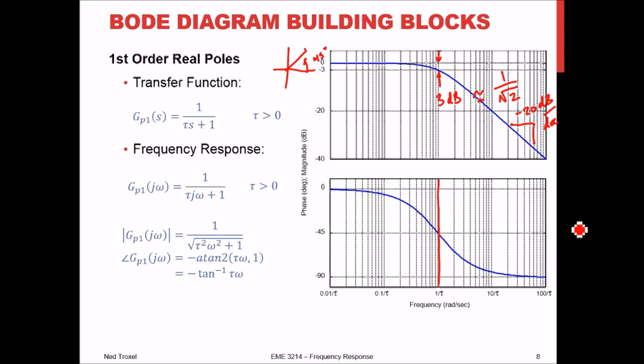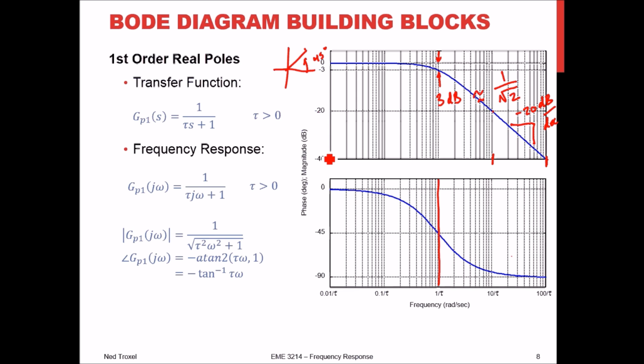Okay, and what is a decade? A decade means multiplying the frequency by 10. So if you look at the magnitude at this point versus the magnitude at this point, you'll see that it's lower by 20 decibels. If we went another factor of 10 higher, so 1,000 over tau would be the frequency, you'd see that this would be at negative 60.